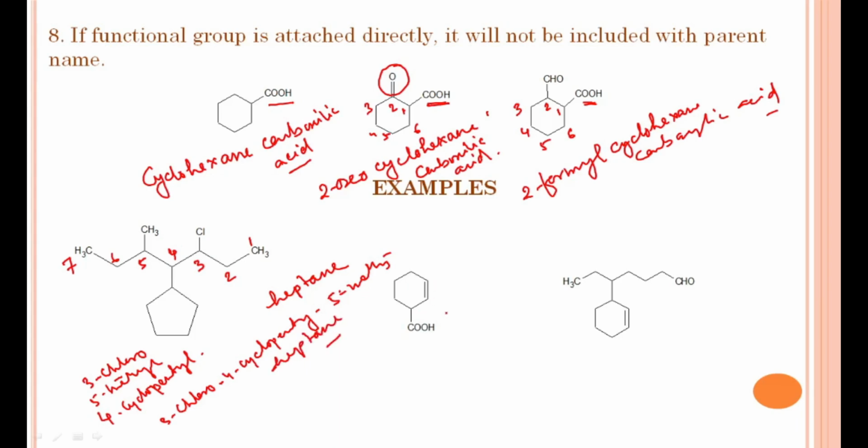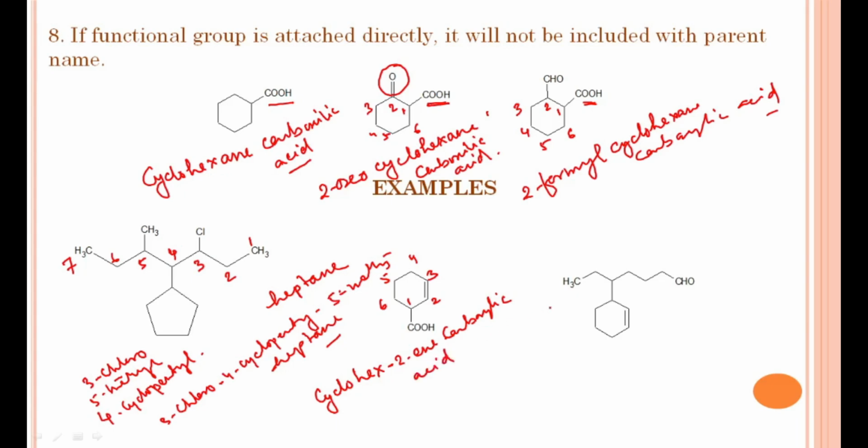Now come to this structure, it is like the previous example we have discussed. So this is directly attached, so that will not be included in the parent name. So it will be 1 2 3 4 5 6, giving the preference to the functional group attached carbon atom. Now it is cyclohex-2-ene carboxylic acid.